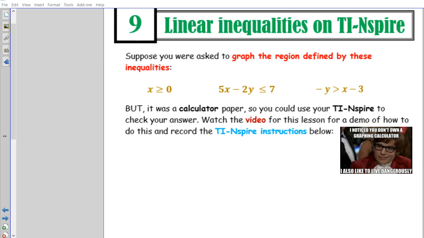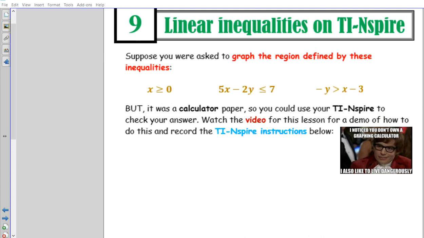To the next lesson, linear inequalities on the TI Nspire. This is just a quick one-page lesson where you get to learn really neat tricks for graphing inequality regions on your TI Nspire. It's really nice. So suppose you're asked to graph the region defined by all these inequalities at once.